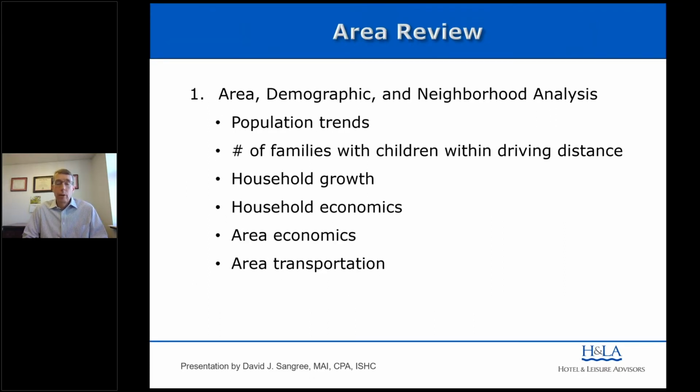So let's start with the area review. In an area review, one wants to look at the population trends for both the community that the project is located in, perhaps the county, the MSA or statistical area, the state, and perhaps a larger region, and see what are the trends in population. Is it trending upward? Is there a lot of growth? Is it going downward? Is the area shrinking?